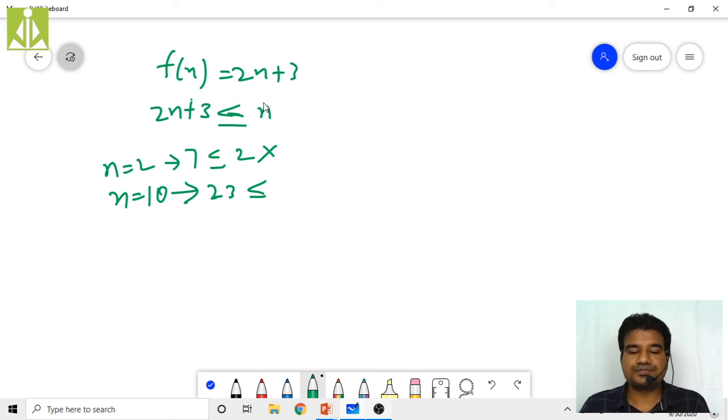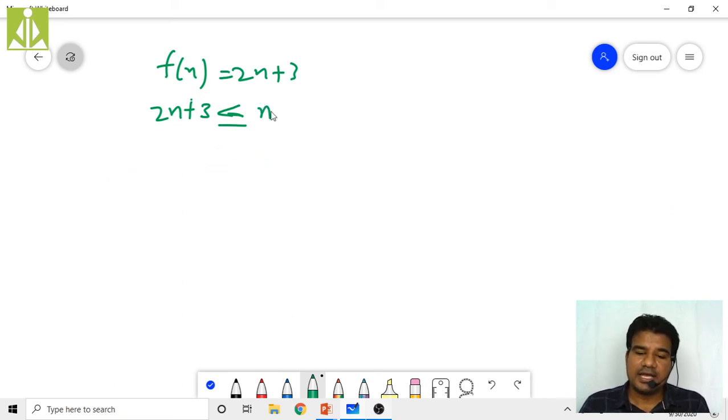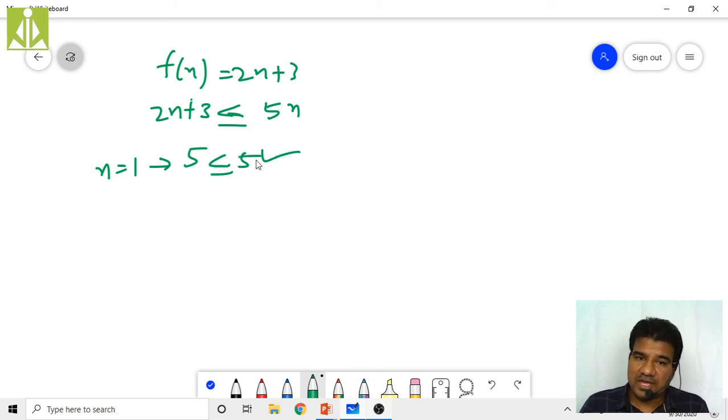So for that, I'm removing these and can I take this function as 5n? Check whether 5n is going to satisfy it. Now if I take the n value as 1, then 2 multiplied with 1 plus 3 is 5, and 5 is less than or equal to 5. Yes, it is satisfying. Because big O is the upper bound, from now on, whatever greater values you take for n, all those values will satisfy your function.